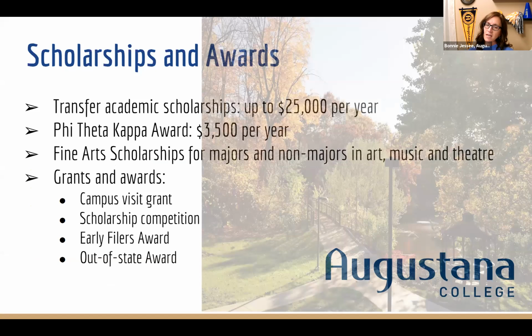Scholarships and awards. So Augustana does award academic scholarships up to $25,000 a year. When we're reading applications and making decisions, those are awarded at the time of a decision. So when you get accepted to Augustana College, if you qualify for any academic scholarship, you will know that in your acceptance letter. We also have a Phi Theta Kappa award. Ours is $3,500 per year.